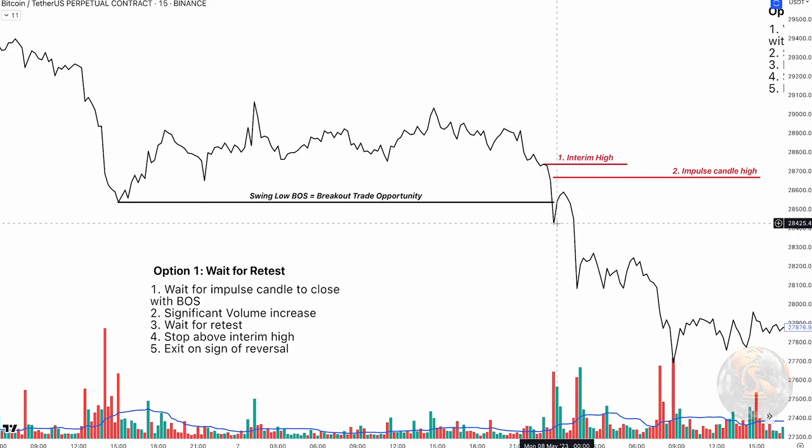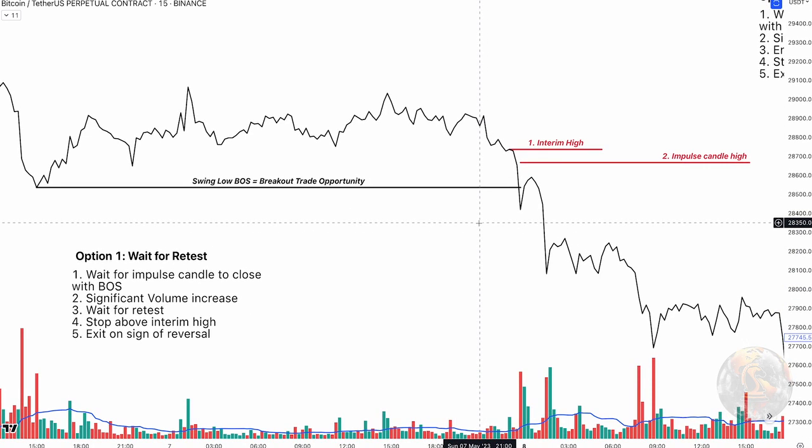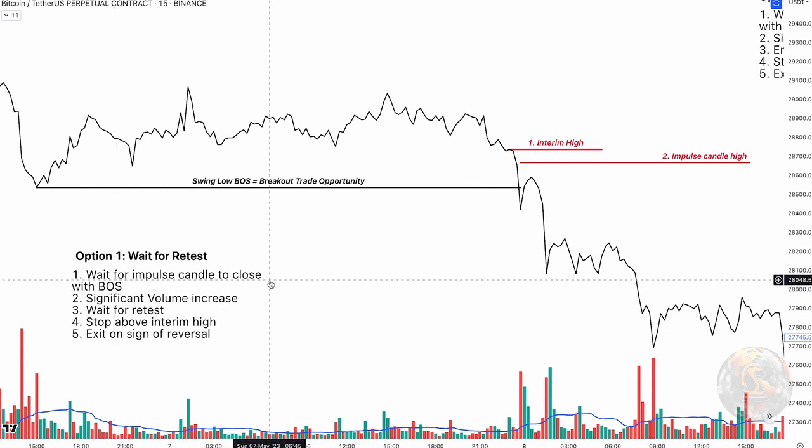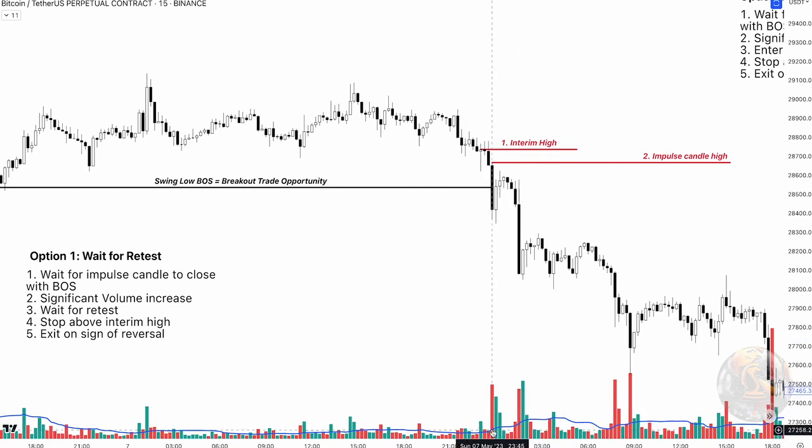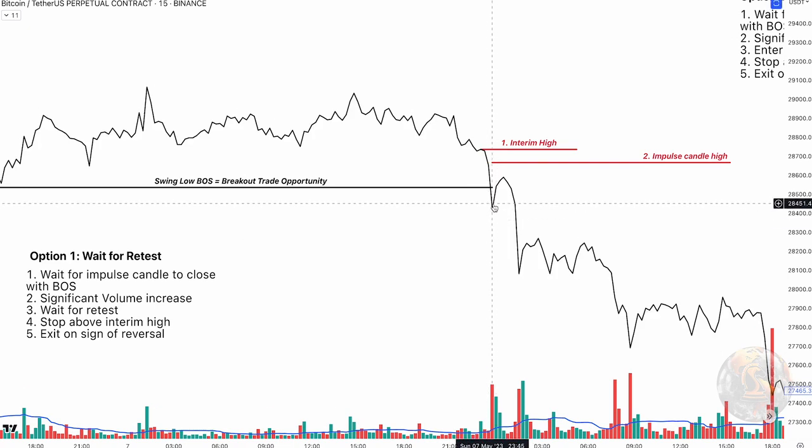Option one is to allow the breakout to happen and then enter on a retest. So for that, you wait for an impulse candle to close with a break of structure. Let's go back to candle briefly. You can see this is an impulse candle, one black candle and then one strong black candle down. We then have a big red volume bar on the histogram, significantly elevated, well above average. The moving average is in blue. So yes, that's valid. It closes here, as you can see on the line chart. The candle close confirms we have a break of structure. We get our significant volume increase, which is the second thing we're looking for.